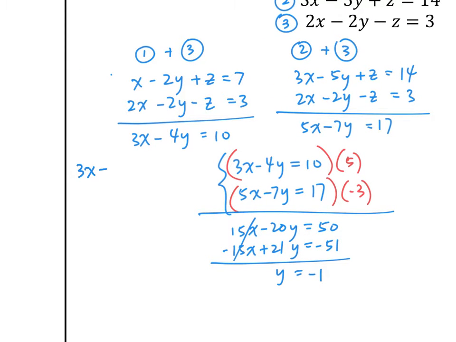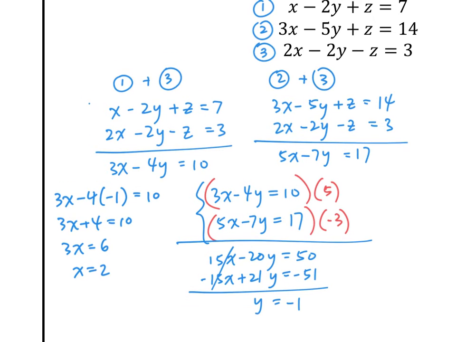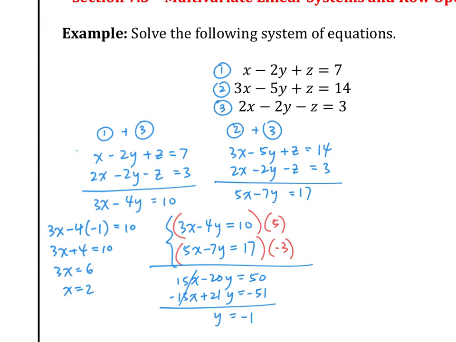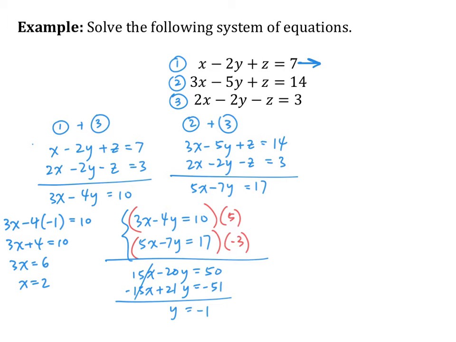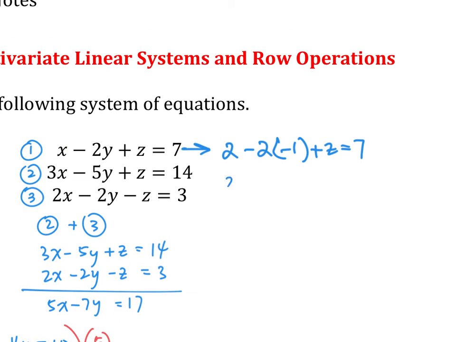So 3x minus 4 times negative 1 equals 10. So 3x plus 4 equals 10. 3x is 6, x is 2. And the last thing I'm going to do is go back to the very beginning and pick any one of those three equations, and then solve for z. I'm going to pick the first one because the coefficients look smaller. So x is 2, minus 2 times y, which is negative 1, plus z equals 7. So 2 plus 2 plus z equals 7. So 4 plus z equals 7.